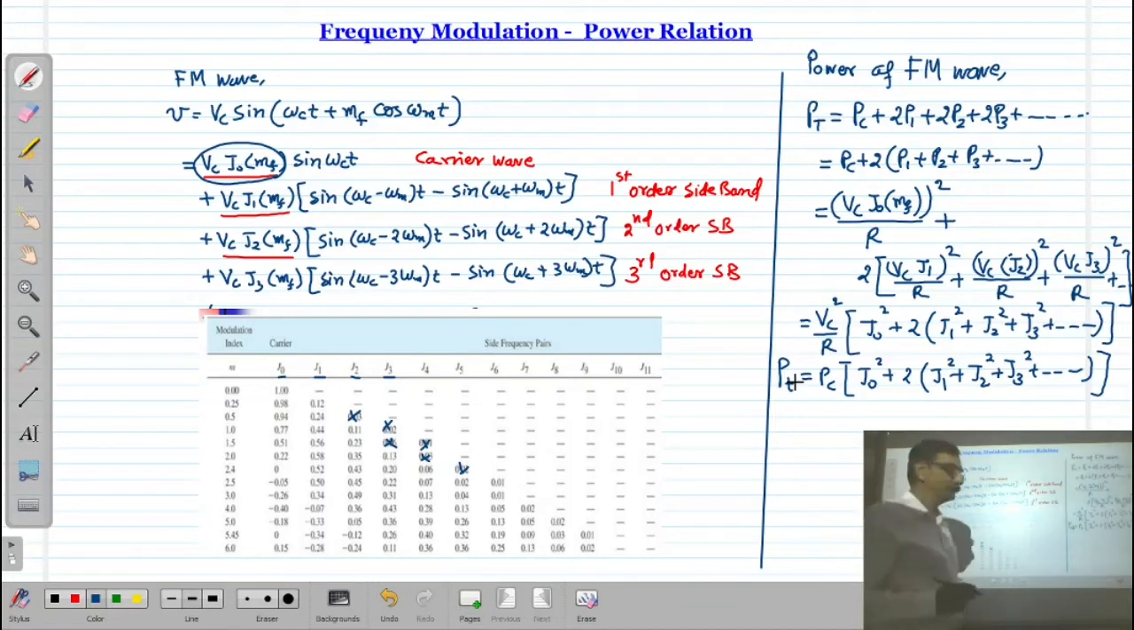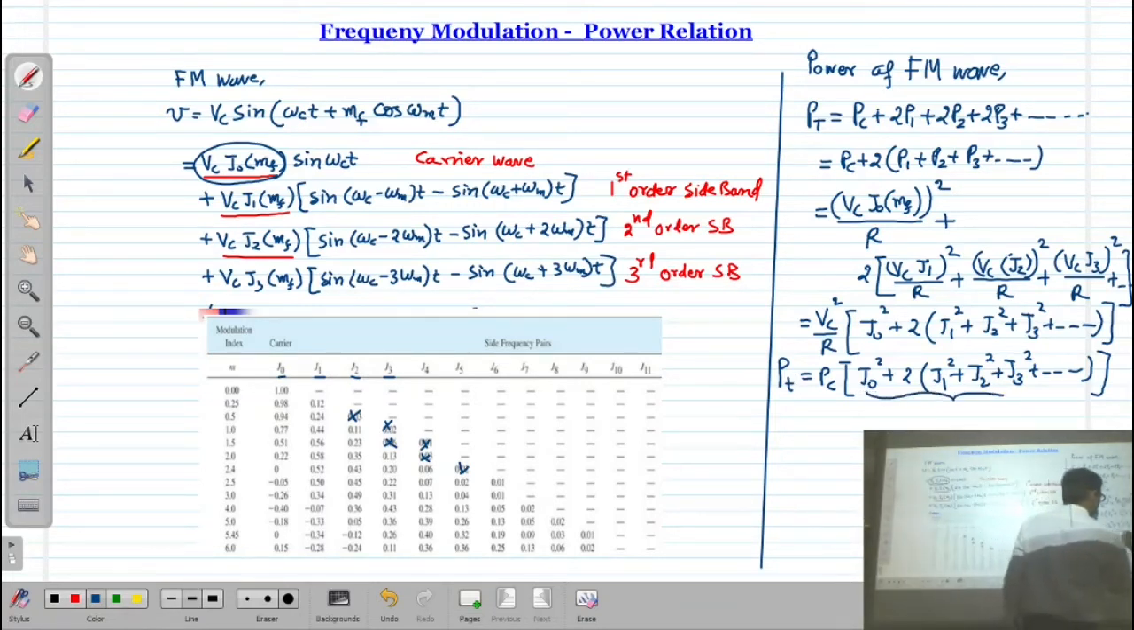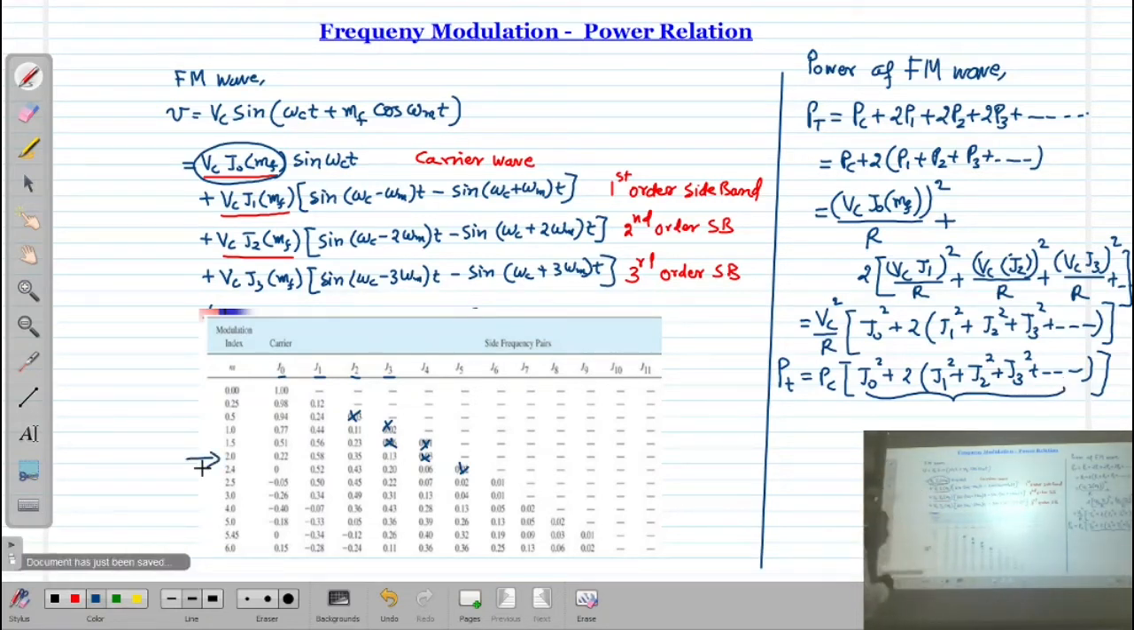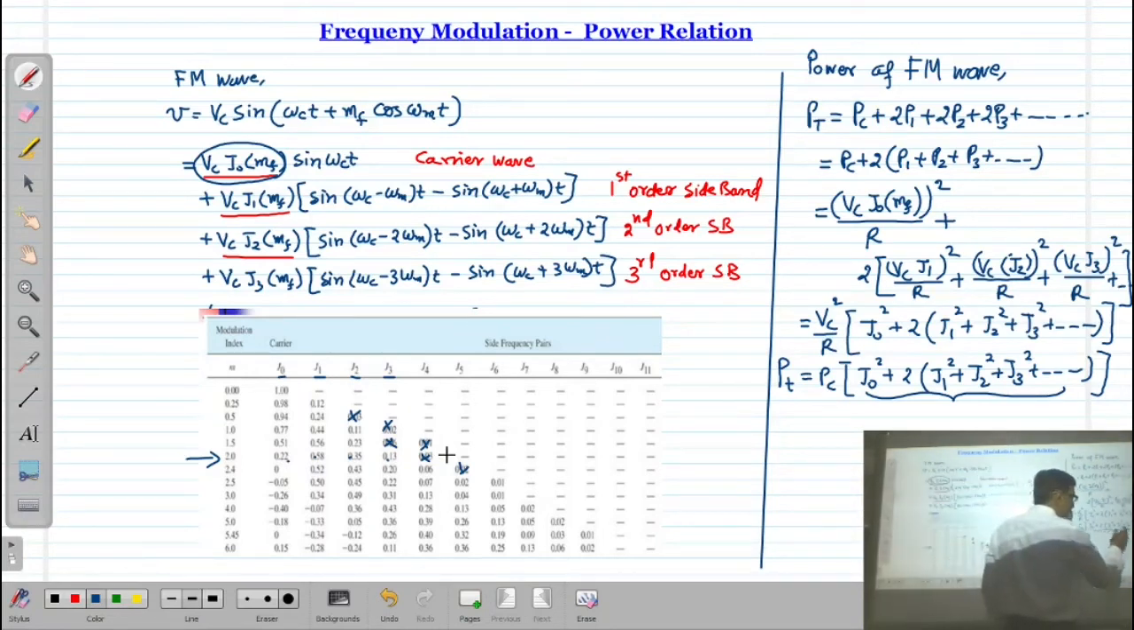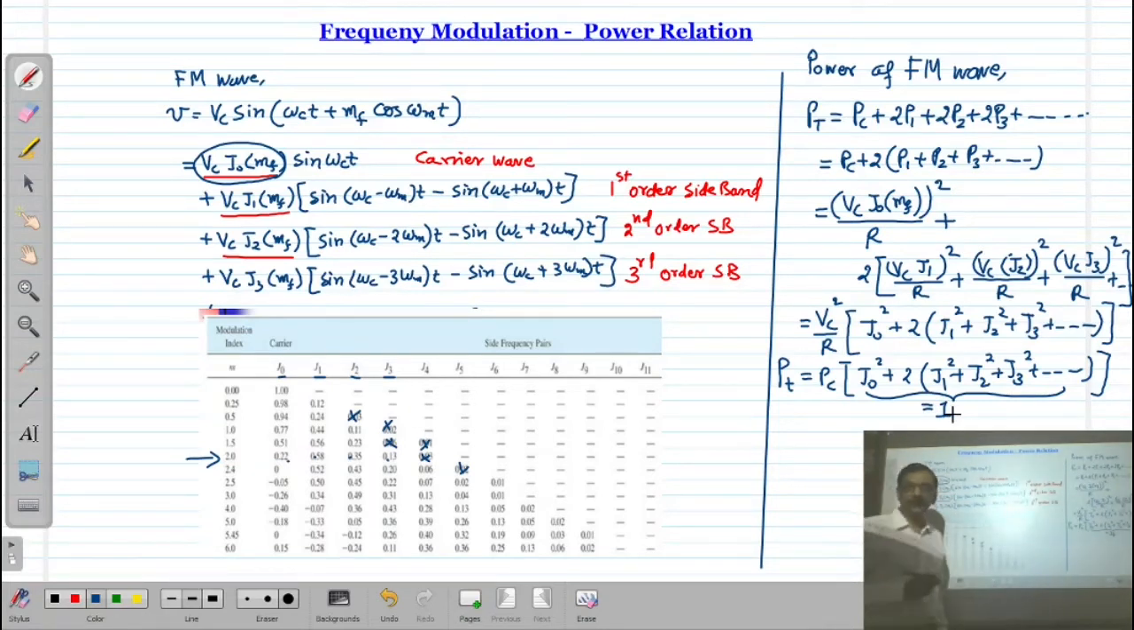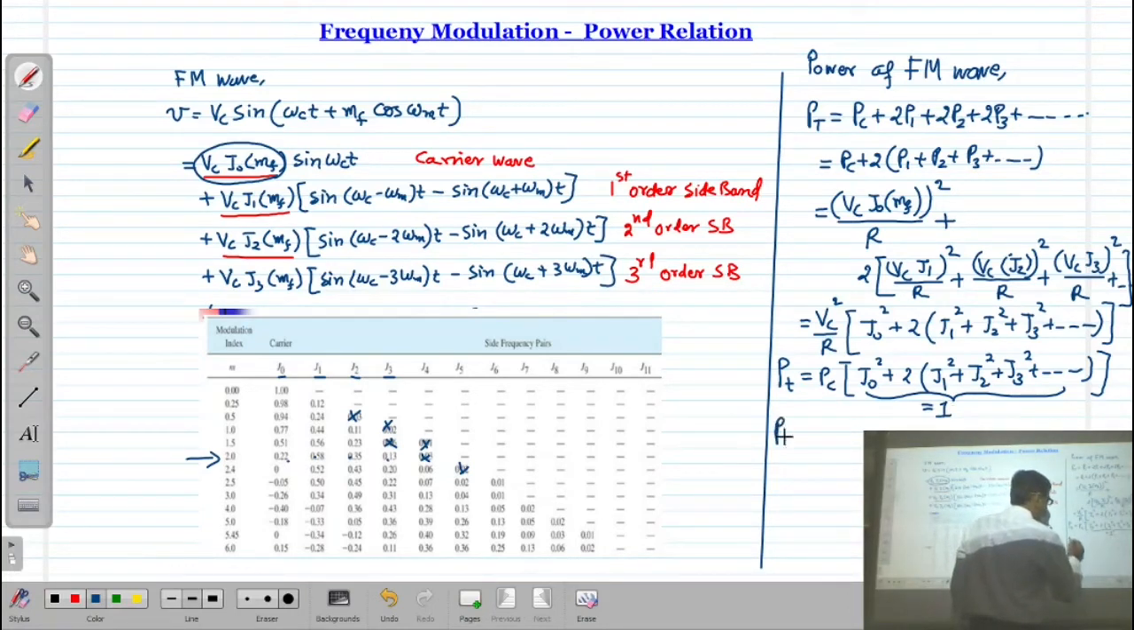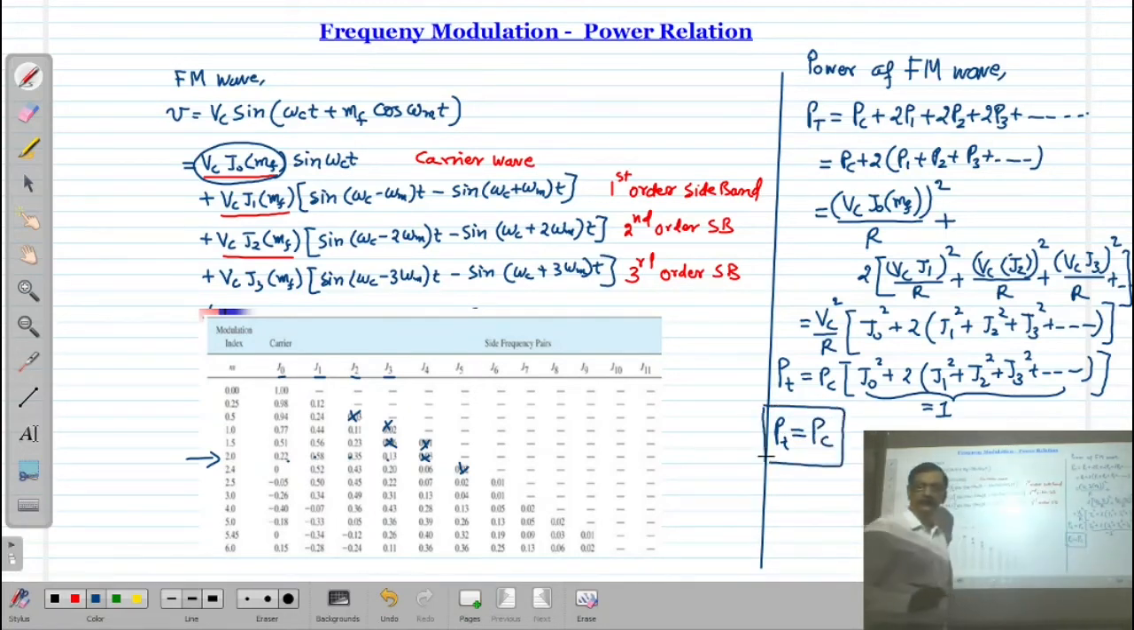Now from the table, suppose I am taking MF equal to 2, and for that I put the values of J0, J1, J2, J3, then you will find that whatever the bracket term is, it is going to be unity. That is the property of the Bessel function. So this term is going to be unity. It means my total power is equal to the carrier power. In the case of frequency modulation, after the modulation the power of the wave is not going to change.